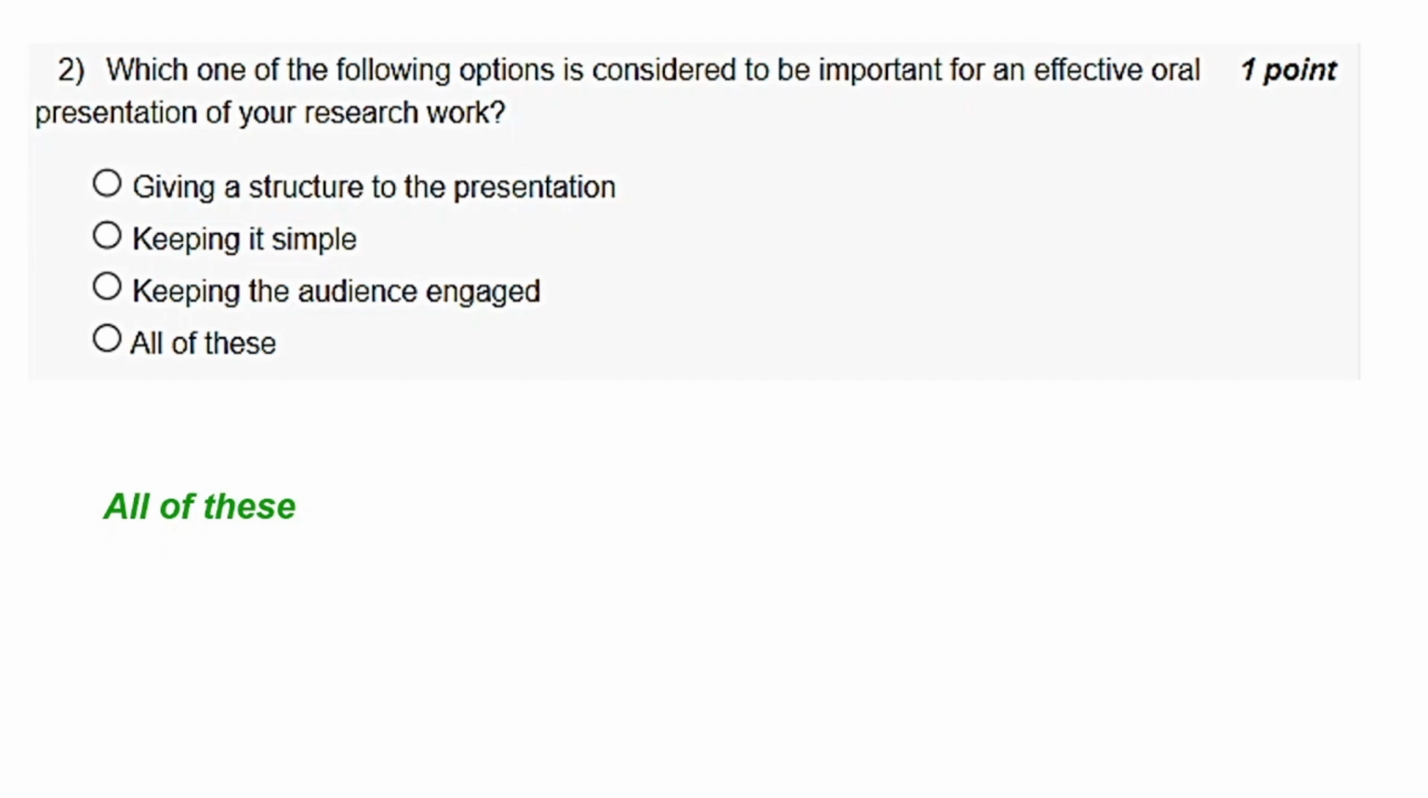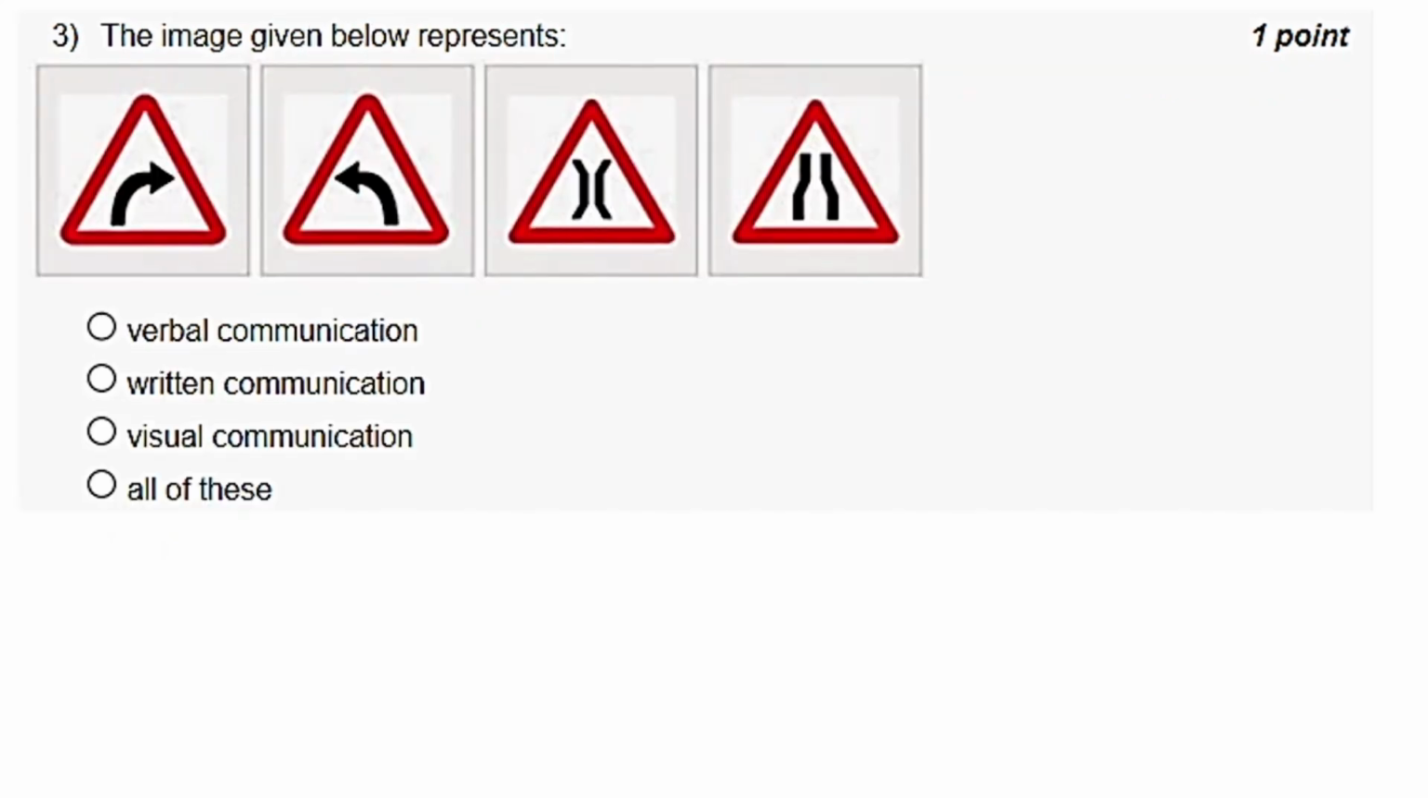Even people from your own lab, even your professor might not be sure of the progress that you have made so far, so try to keep it very linked so that anybody can understand. That's all. So next question: the image given below represents which one is the correct answer, do you think?